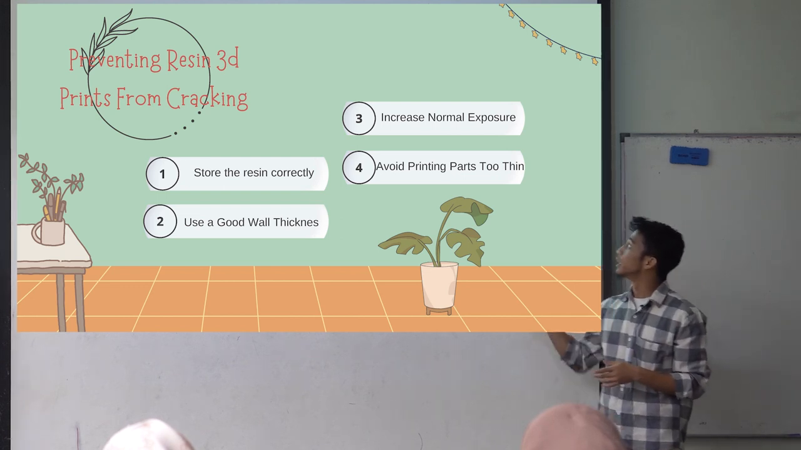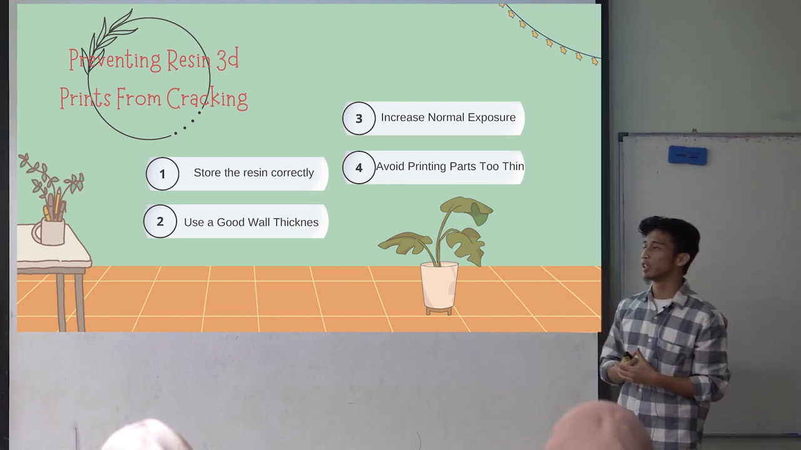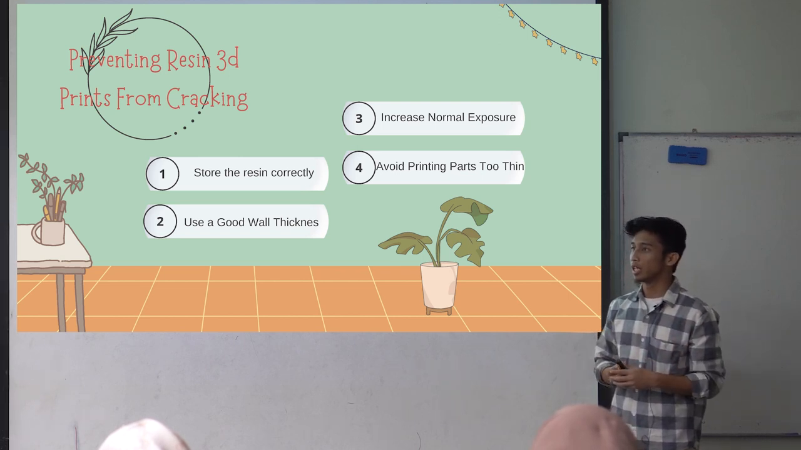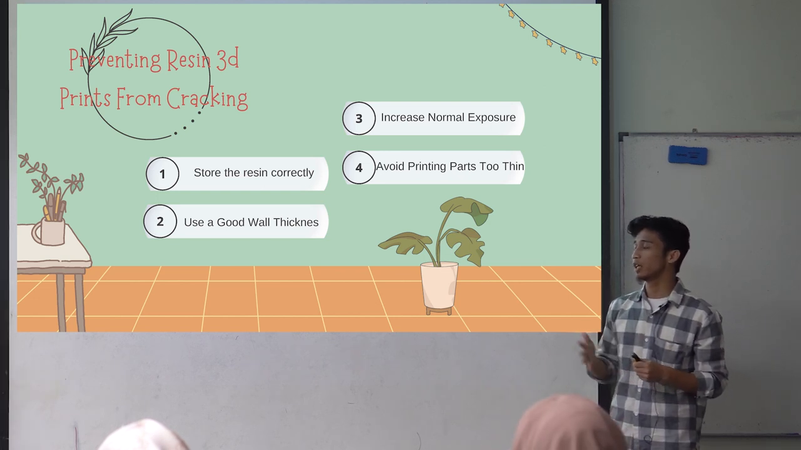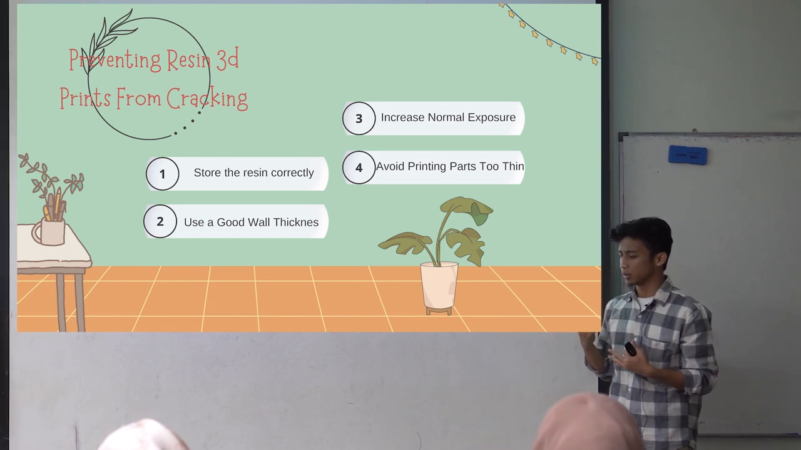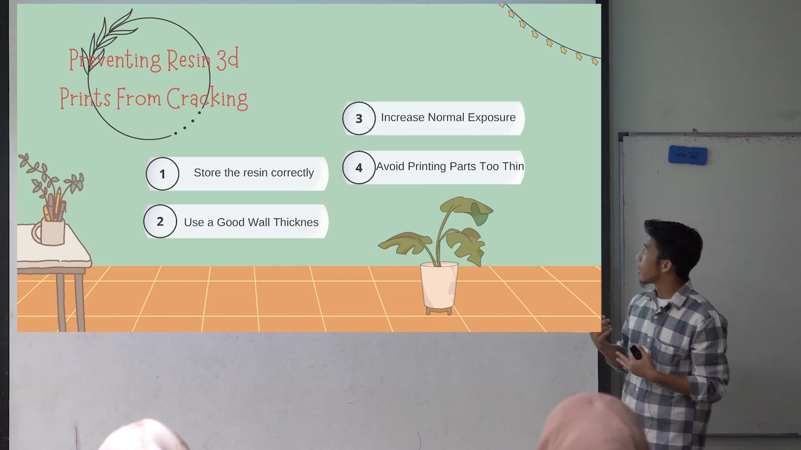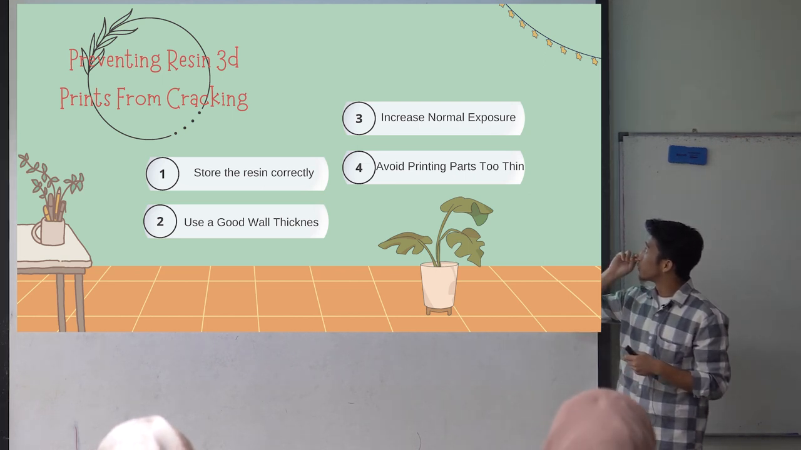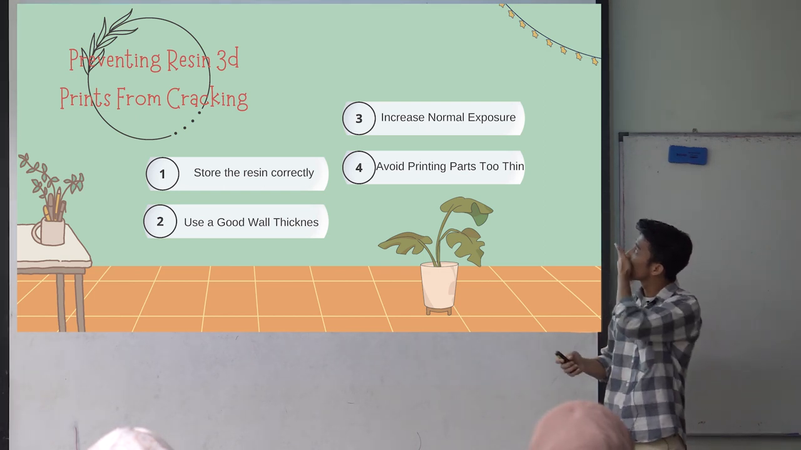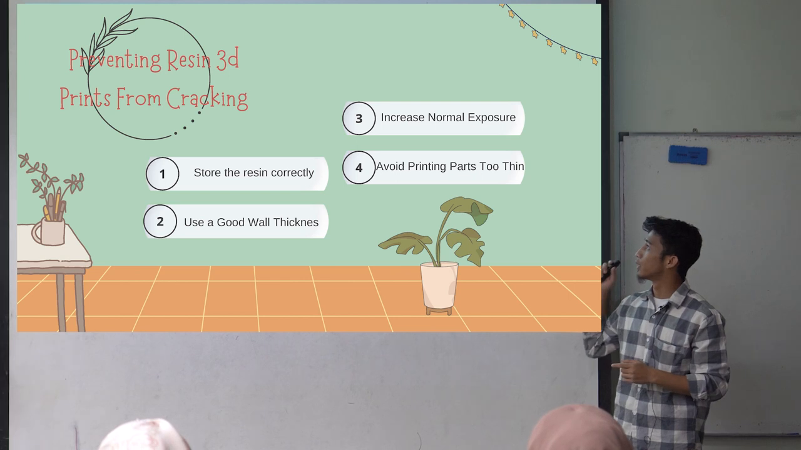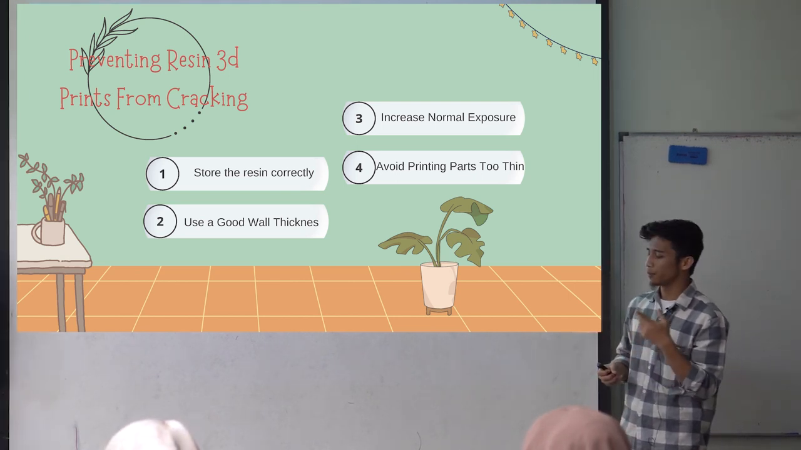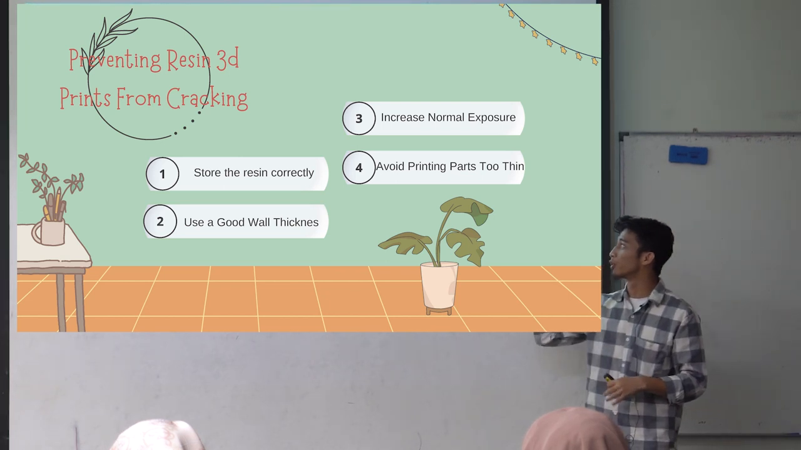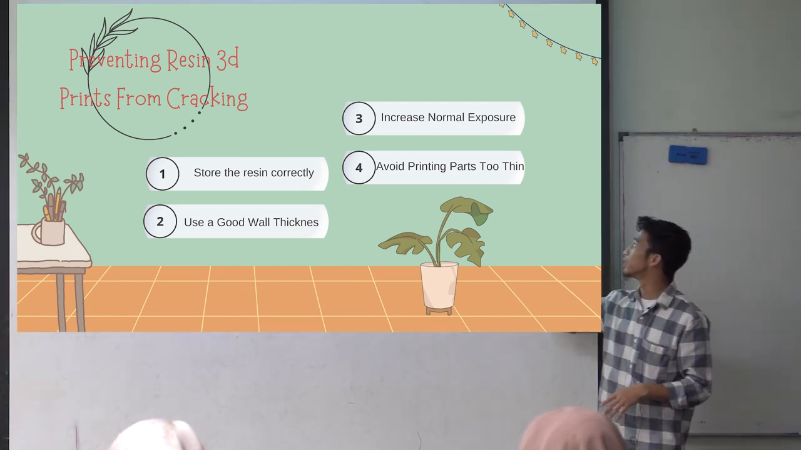And the third is increase the normal exposure. If the normal exposure time is too low, we will experience underexposure, and the model becomes a failure and easy to crack. For a specific model, if we use a low normal exposure time, the model easily cracks and also gets a hole. And then lastly, avoid printing parts that are too thin.